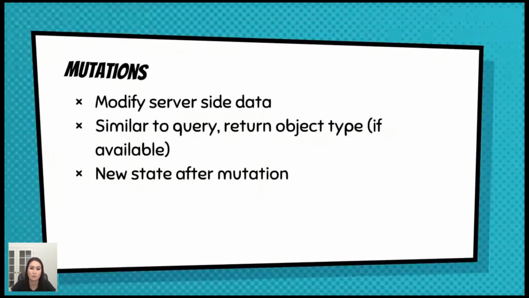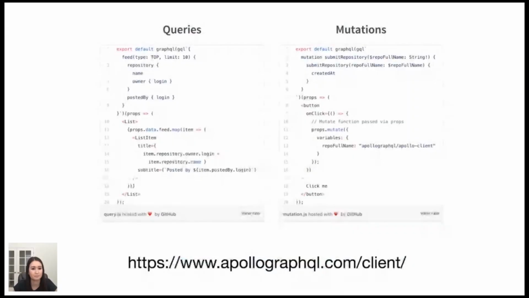But mutations, this modifies your server-side data. So you can think of this more as a post call. It's similar to the query, except it returns an object type if it's available, if your API or your mutation returns an object. And then you can get the new state after the mutation. So if you're updating a user photo or something like that, you can get that new state after your mutation.